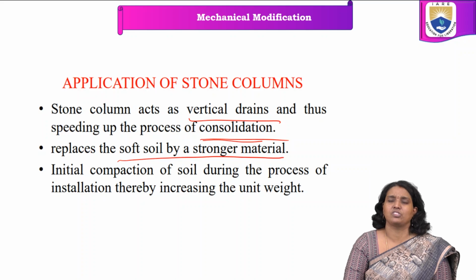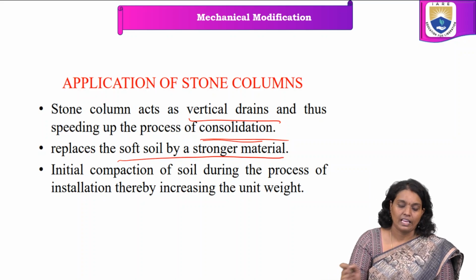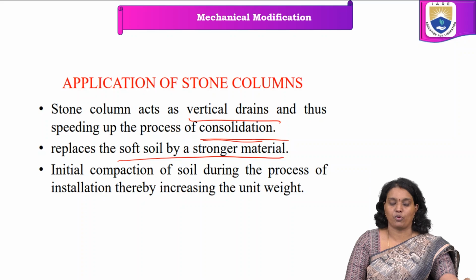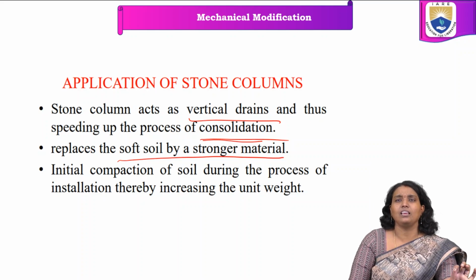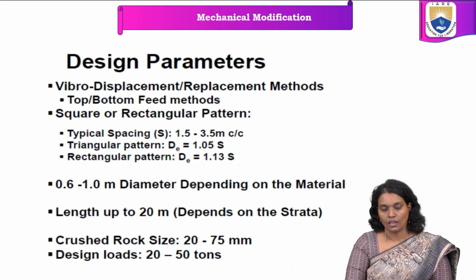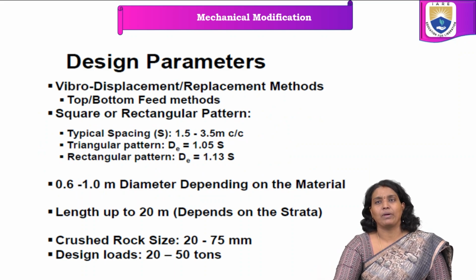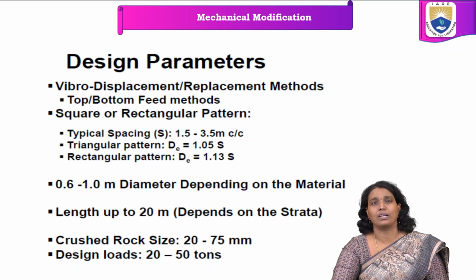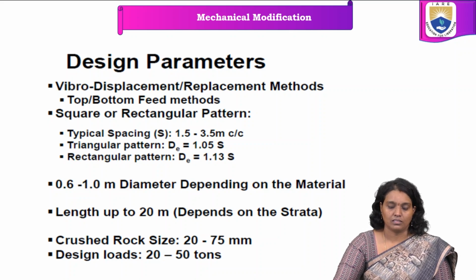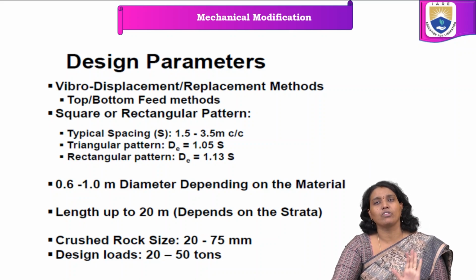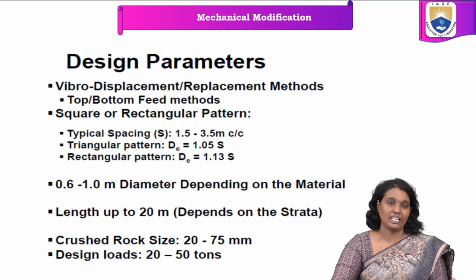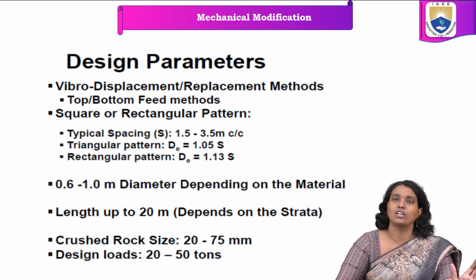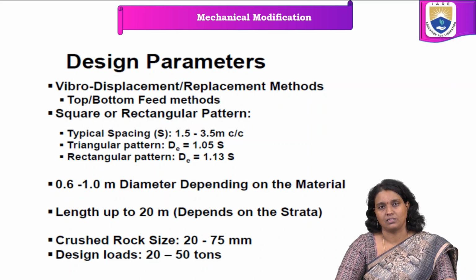These are the various parameters which we are going to involve in these techniques. In this, there is initial compaction of soil during the process of installation, thereby increasing the unit weight. And these are the various design parameters which we are going to understand for the methods and for the patterns. We have to understand these clearly, and only then are we going to replace with the required material and get the values required for better designs and for getting better analysis also.